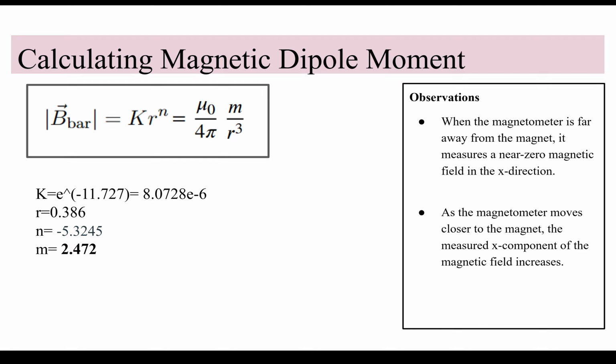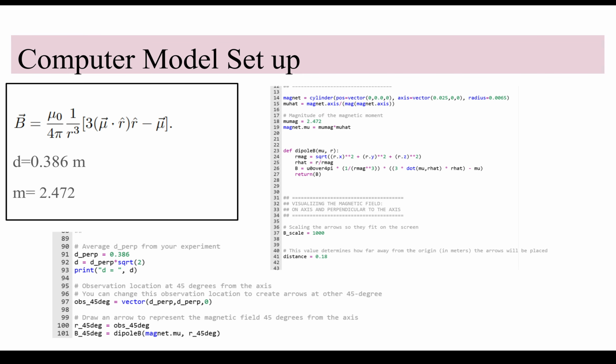And we can observe overall that when the magnetometer is far away from the magnet, it measures a near zero magnetic field in the x direction, and that as the magnetometer moves closer to the magnet, the measured x component of the magnetic field increases.